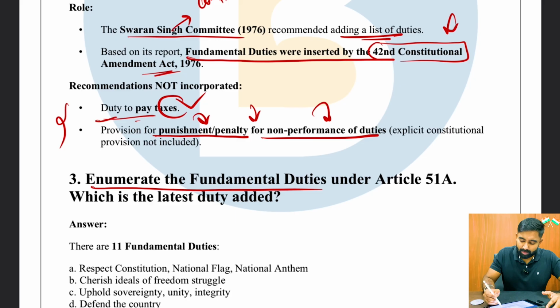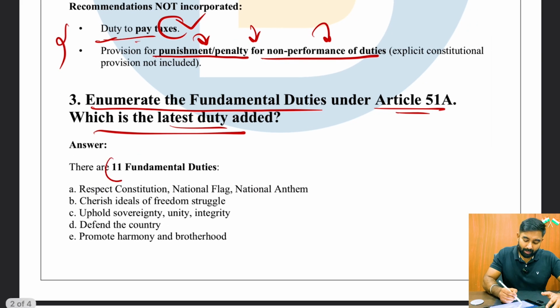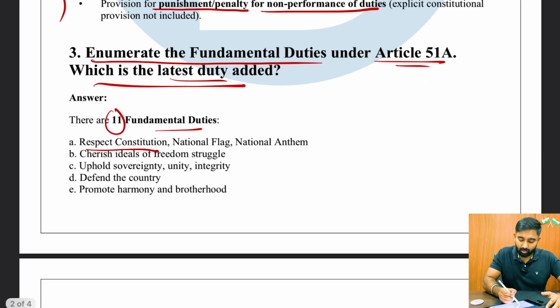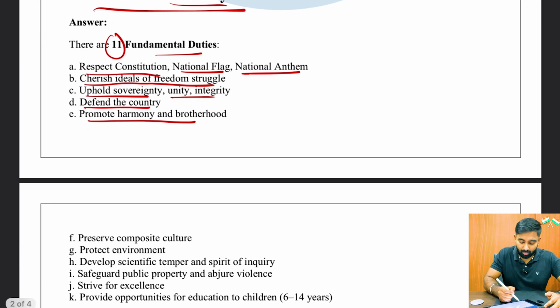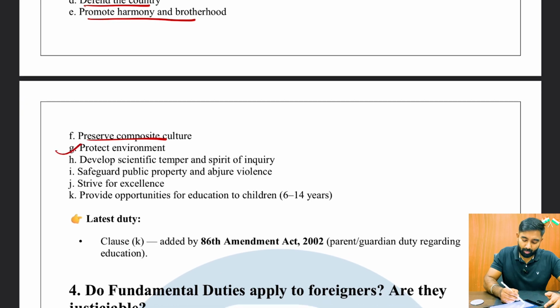Enumerate the fundamental duties under Article 51A, which is the latest duty added. So basically there are 11 fundamental duties. Respect the Constitution, national flag. These are some of the few which are very important. National anthem. Cherish ideals of the freedom struggle. Uphold sovereignty, unity and integrity of the country. Defend the country when needed. Promote harmony and brotherhood. Preserve composite culture. Protect the environment. Develop scientific temper and spirit of inquiry. Safeguard public property and abjure violence.